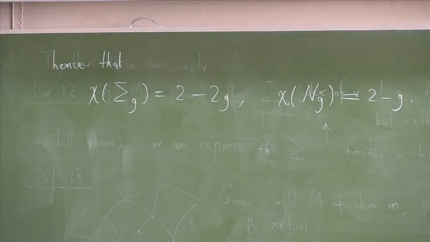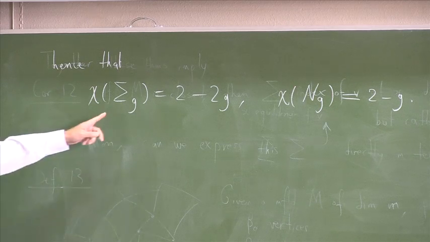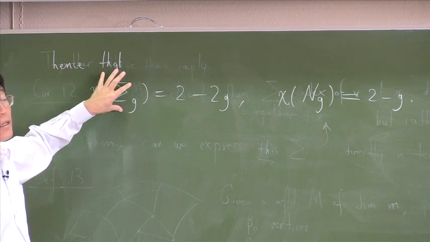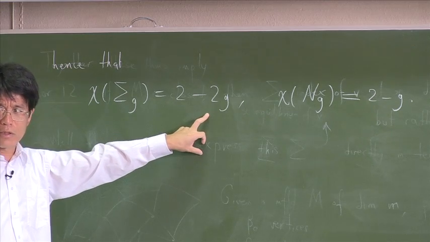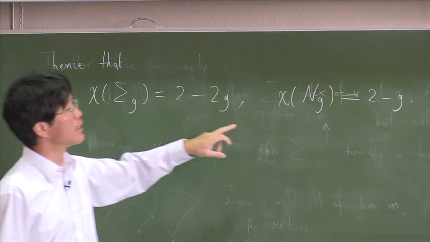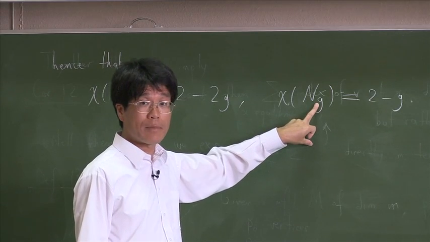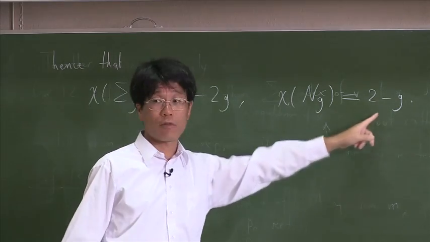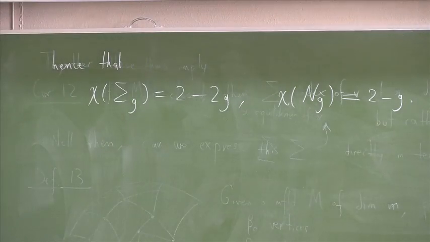You should check, by the way, that these make sense. When g is 1, that's just a torus. So it should give you 0 when g is 1, which it does. When g is 1, what's n1? It's the projective plane itself. So that should give you 1, which it also does.